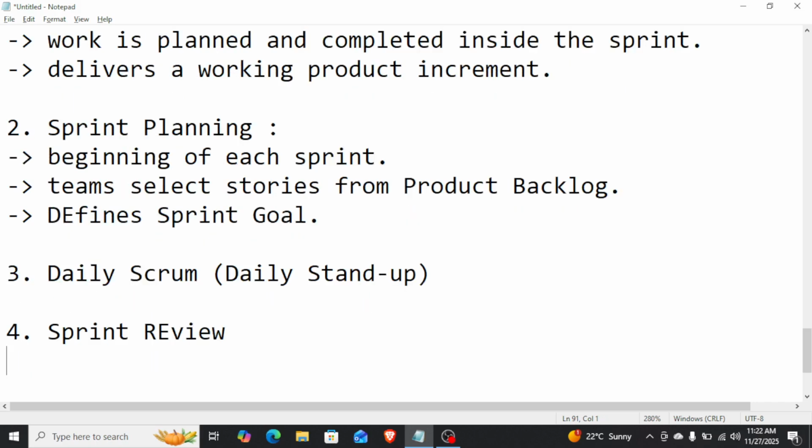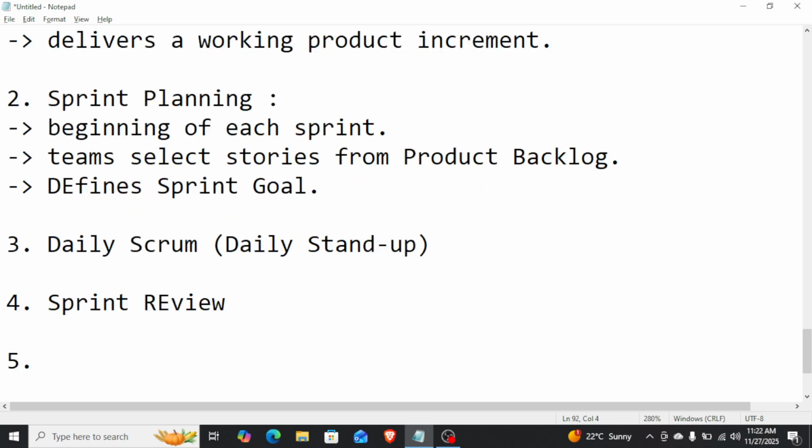And the final one is sprint retrospective. Final meeting of the sprint. Team discusses what went well, what didn't go well, what can be improved. Purpose: improve the next sprint.